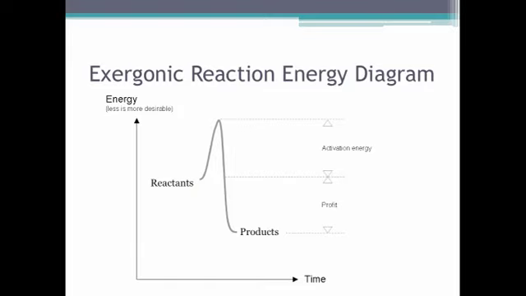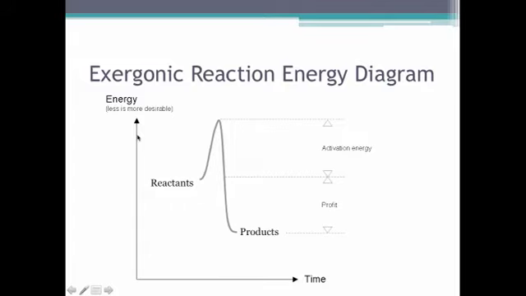Now this diagram here is really important, and I want you to be able to get your head around what's happening. Let me walk you through this. I know it looks quite complex, but it's actually not that bad. If we look on the left-hand side here, this is our energy component, and this is going from a low value up to a high value.